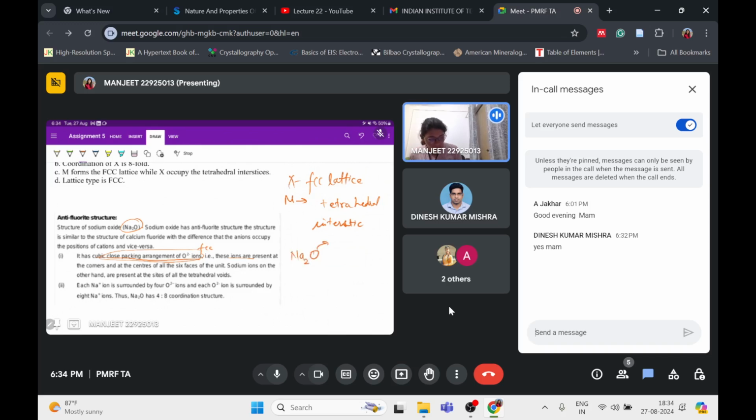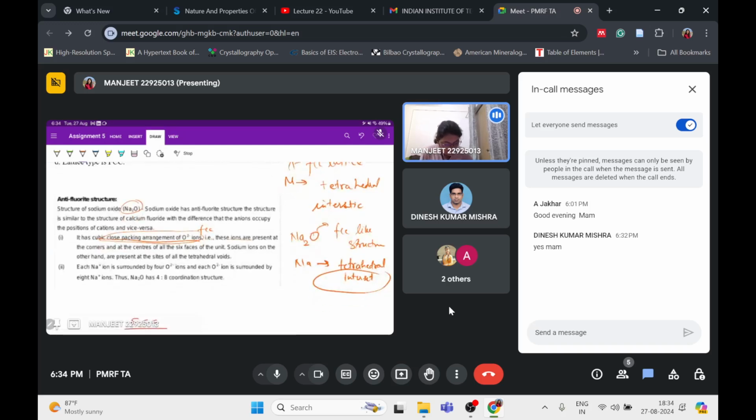So my O will occupy the FCC like structure, and my Na+ will occupy the tetrahedral interstices, not the octahedral. And each Na+, because the stoichiometry is like this, Na2O.